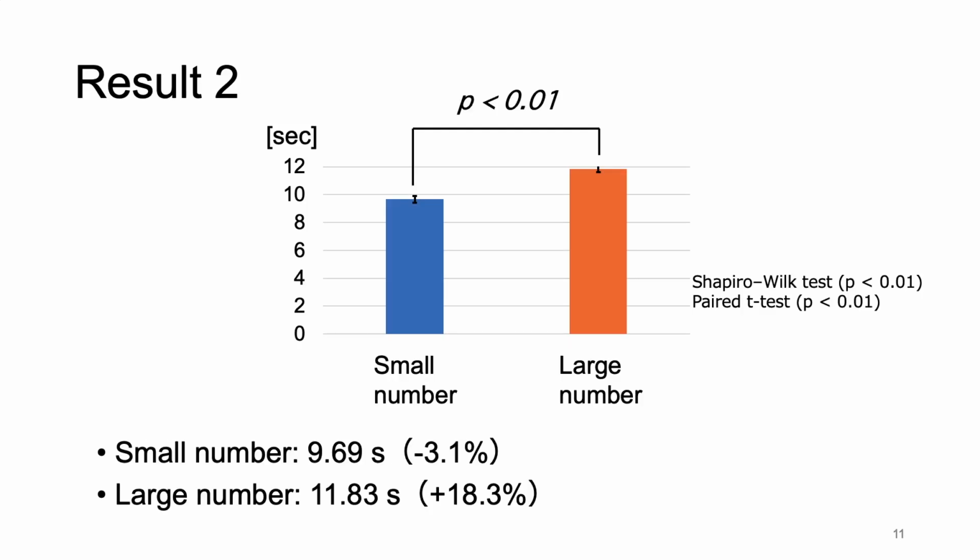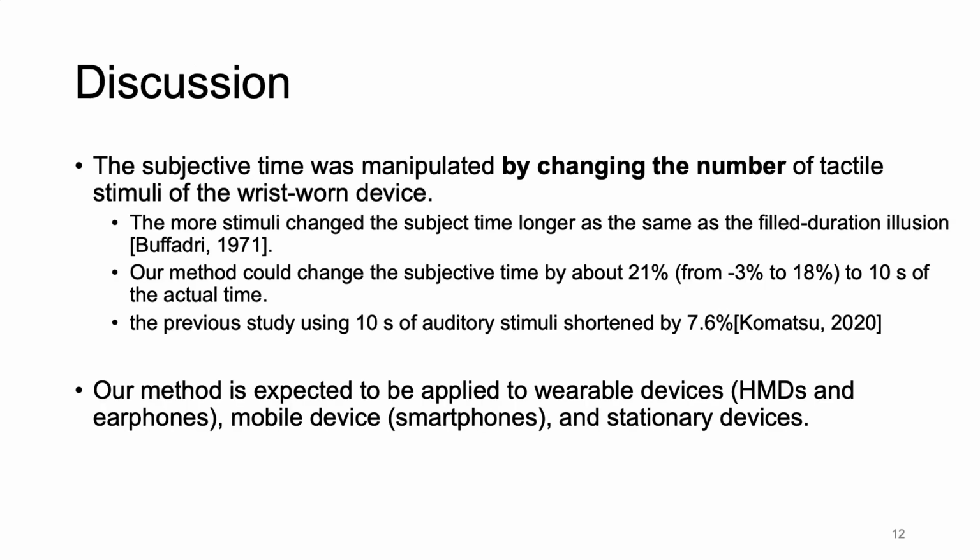In the small number pattern, the subjective time was 9.69 seconds, which was 3.1% shorter than the actual time. In the large number pattern, the subjective time was 11.83 seconds, which was 18.3% longer than the actual time. The results showed that the stimuli implemented in our study could make participants feel shorter or longer than the actual time. From the results, we found that subjective time can be manipulated by using the tactile stimuli of the wrist-worn device.